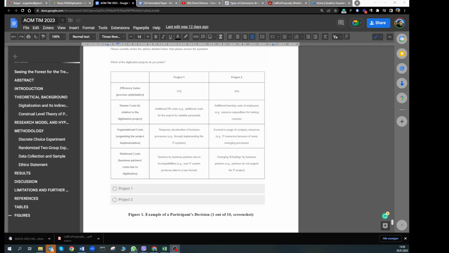Today I'm going to share with you an interesting trick that I discovered coincidentally, and by the way, a bit too late, but anyway. What you see now on the screen is one of the selections that our users in the experiment had to make. It was a study about the social costs of digitization.